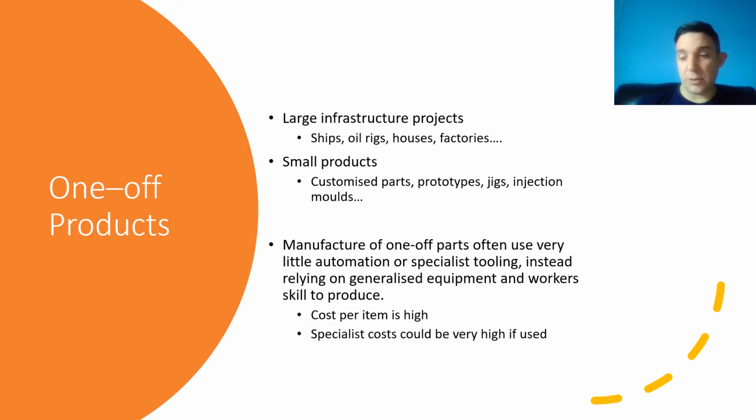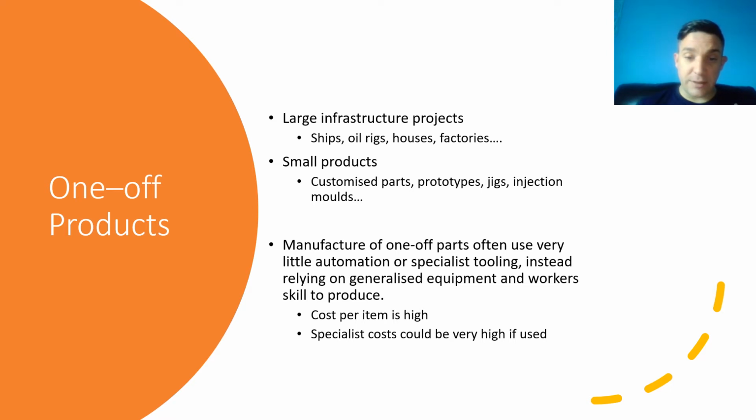So a one-off product, what is a one-off product? Well, often it can be large infrastructure projects, ships, oil rigs, houses, factories. You're going to make one of them. Every individual house that's made is individual. Every factory that's made is individual. Yes, some people now try and make them into production parts. So for a steel clad factory, a lot of the components now can become mass manufactured parts, but a lot of the time they're still very customized.